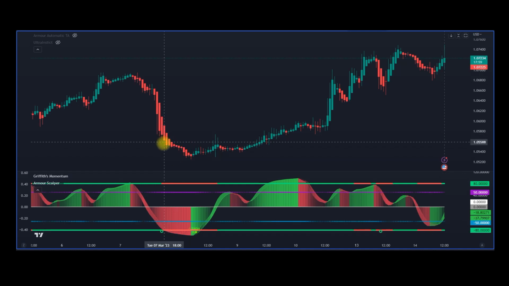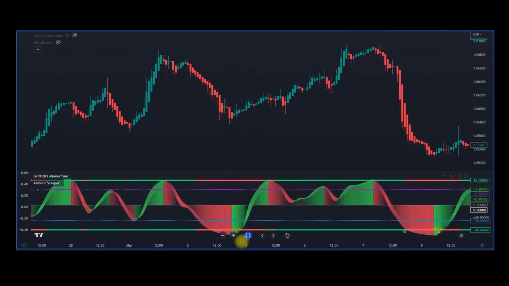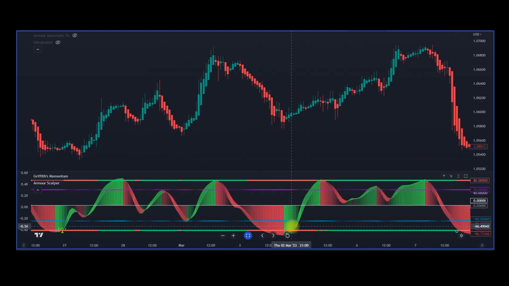So after this candle, we are very close to the bottom, as you can see. Then boom, up here. It was very close to the bottom right here. Boom, up. So these star entry signs are amazing. See, entry signal again, and then a huge bump to the upside. So that's how we use Armour.